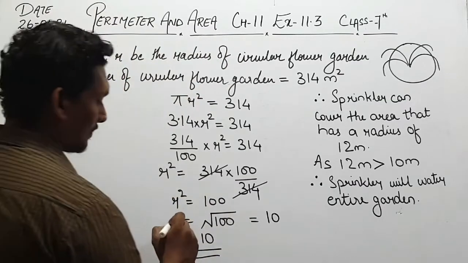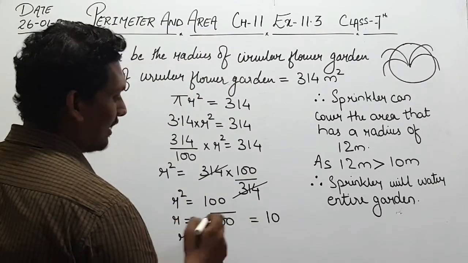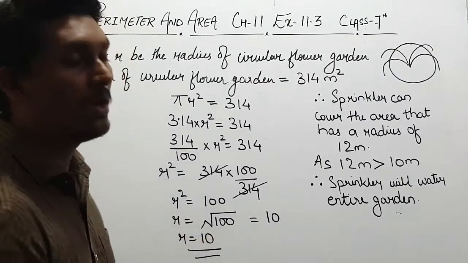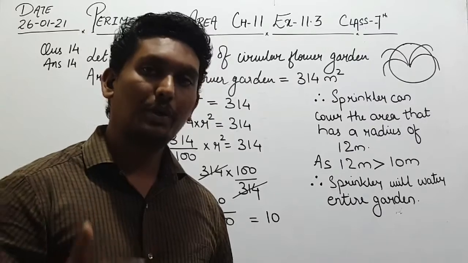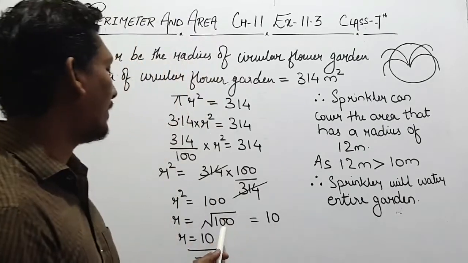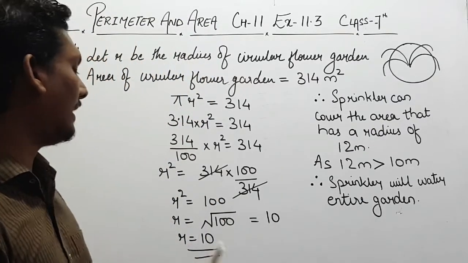Okay. For finding the value of r, we have to find the square root of 100. The square root of 100 is 10, because 10 into 10 is 100. That's why the square root of 100 is 10. So we got the radius 10.